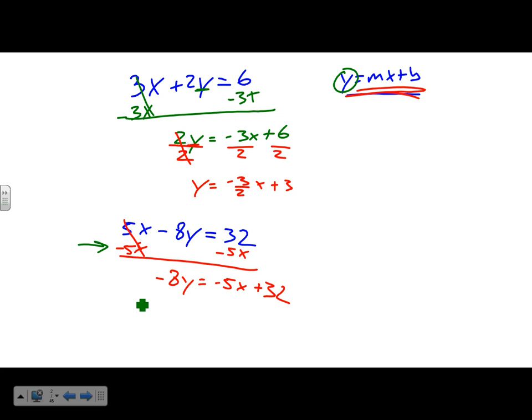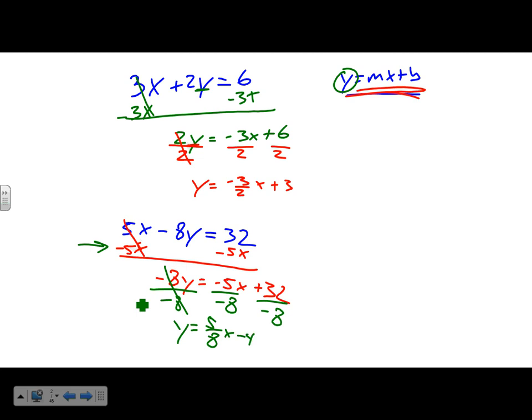Y, the 8 and the y, they're best friends, but we have to split them up. And we tried, we waited till the very end, but we have to split them up to get that y by itself. So we let you guys be friends for the whole time so far. Now we've got to split you guys up because we have to get the y by itself. So y is equal to negative over negative is a positive, 5 over 8x minus 4.